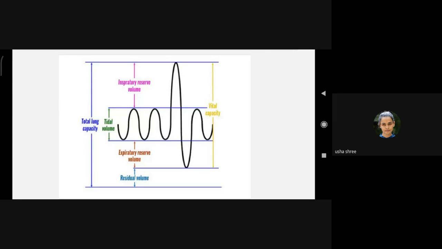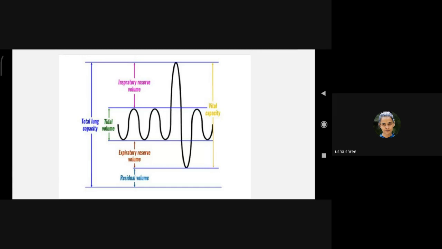At the bottom, there is some residual volume which will always be there in the lung, and there is tidal volume, which is depicted by the black line. Tidal volume is very small, only 500 ml. When we inspire forcefully, it touches the maximum, and when we exhale completely, it reaches our residual volume.